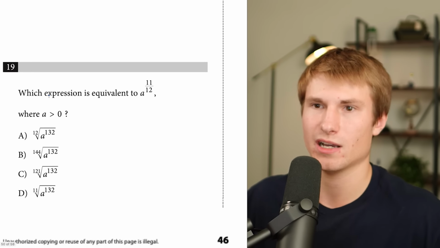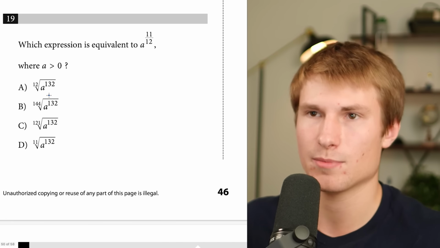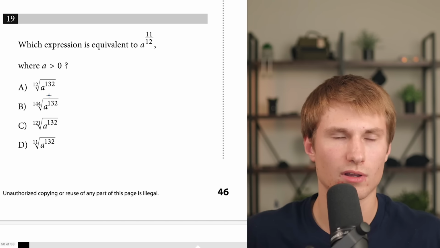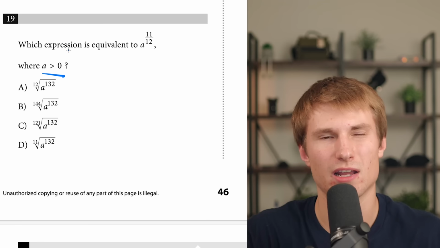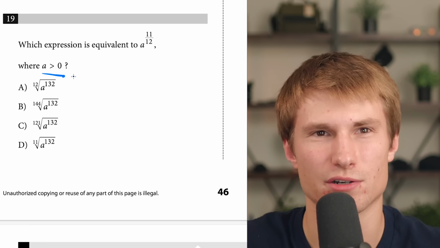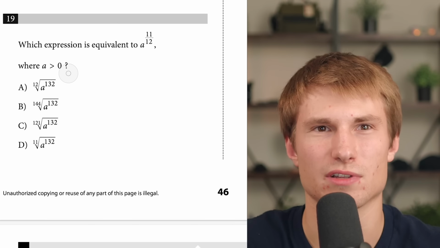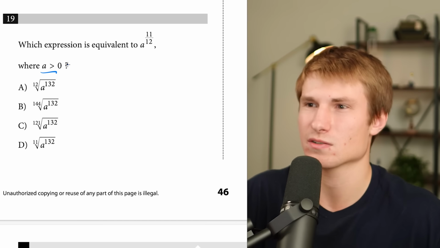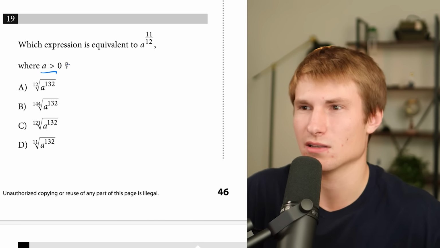Moving on to question number 19, the expression is equivalent to a to the power of 11 over 12, where a is positive. Anytime I see a is greater than 0 or a is less than 0, I just think positive or negative. I just find that easier than thinking about something like this. That's a mindset that I think you should have on the SAT.